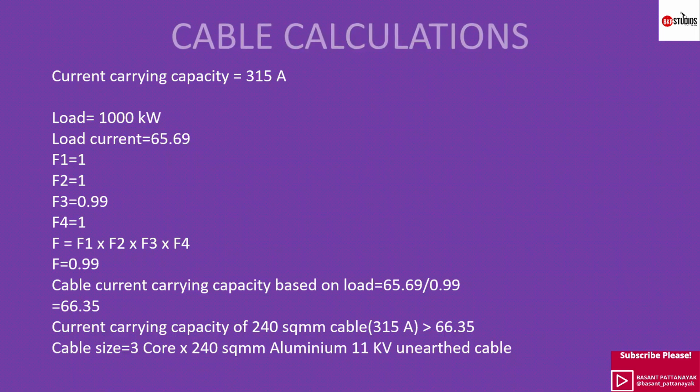If the value is more than 315 ampere, our cable selection is wrong. Then we have to select a higher size cable based on this. In this scenario, the value is 66.35, which is very much less than 315 ampere. That's the reason our cable selection is good.